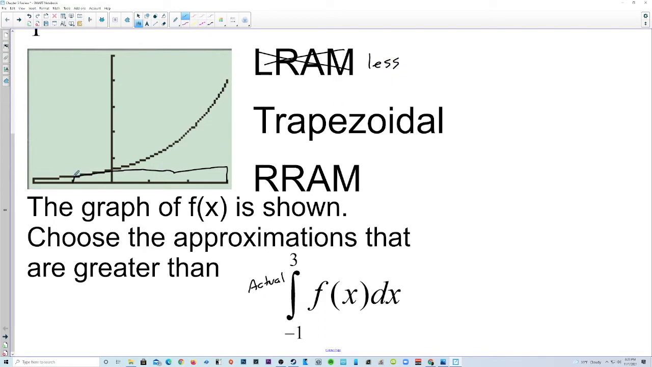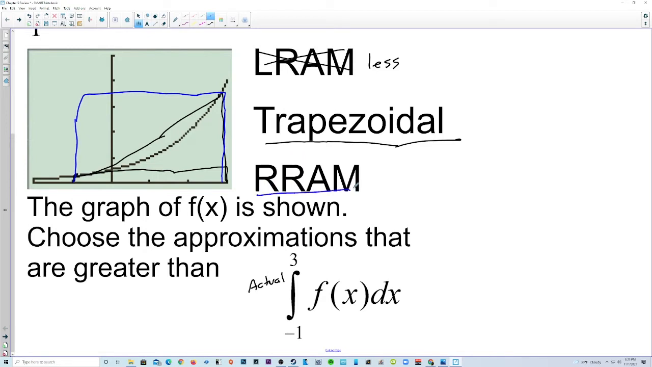Trapezoid, and this is concave up. So if we were to use one big trapezoid, then we'd have an overestimate. So this one is greater than the actual answer. And then RRAM, if we change colors here, RRAM would go all the way up to something like this, and that would be the rectangle. That'd be a big overestimate. So RRAM on an increasing function is an overestimate.